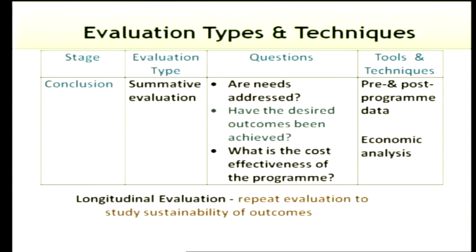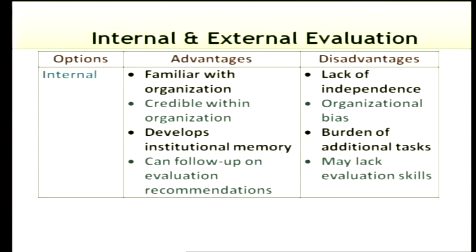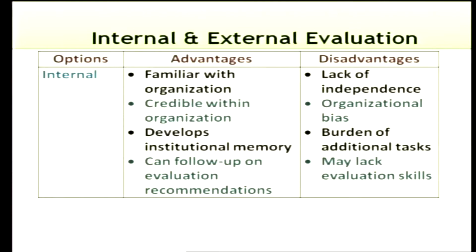In any program or project, three types of elements are there: inputs, outputs, and outcomes. In longitudinal evaluation, our focus is to see the sustainability of the outcomes. Then the question is, who should conduct the evaluation? We discussed this during the differences between appraisal, monitoring, evaluation, and impact assessment. There are internal evaluators and external evaluators. We can conduct program evaluation either by the internal agency or by the external agency.